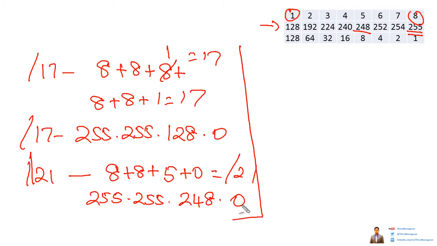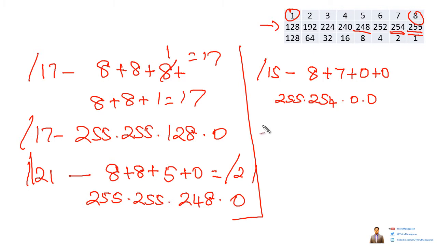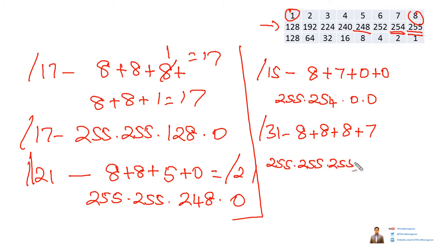Let's do /15. How can you write /15? 8 plus 7 plus 0 plus 0. If 8 bits are on, it's 255. So 255, then 7 bits on is 254, and the rest are 0.0. Let's say another one, /31. How can we write /31? 8 plus 8 plus 8, 24, plus 7. So 255.255.255, and 7 bits is 254.